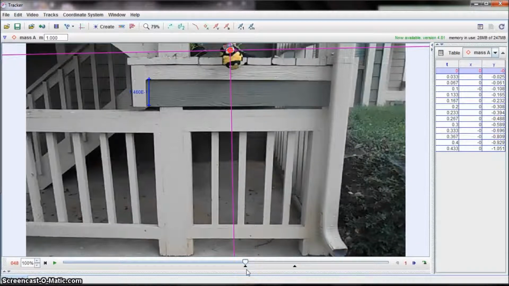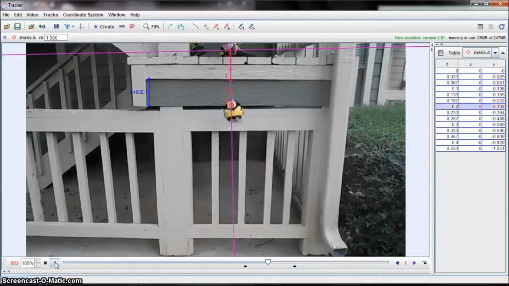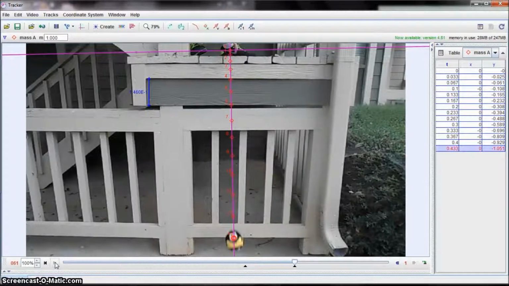I analyzed the entire motion of the fall, which happened to be frames 48 to 61. I oriented this such that frame 48, the time of first observation, would be 0 seconds. Frame 61, the time of last observation, was 0.433 seconds later. So Tracker gave me this position and time data. The next step was to compare this real data to predicted data using computational models that use Newton's second law.